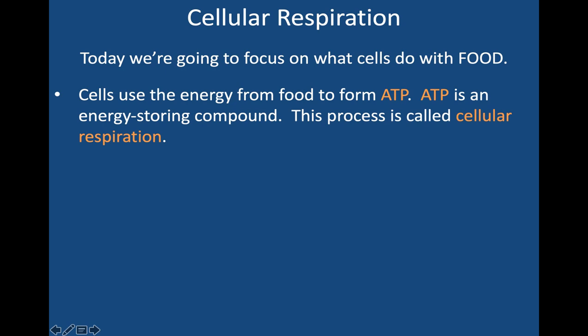Now, cellular respiration occurs both in plant and animal cells. And what cells use the energy from food to form is ATP. ATP is an energy storing compound, and the process of doing this is called cellular respiration. ATP stands for adenosine triphosphate.